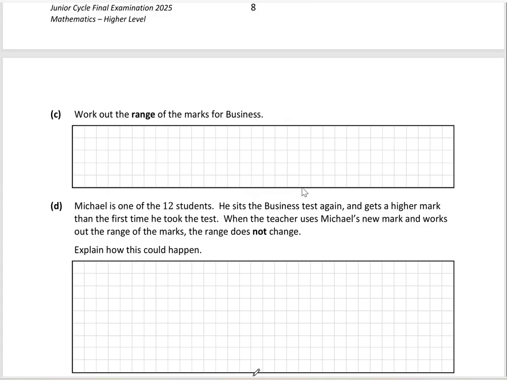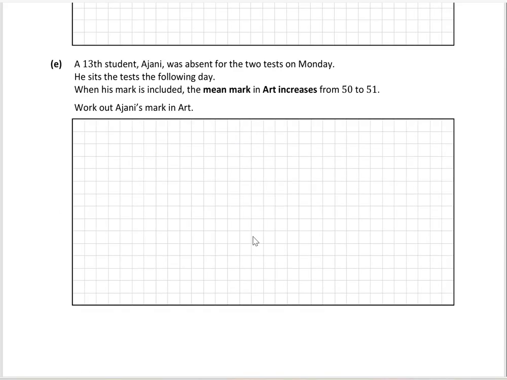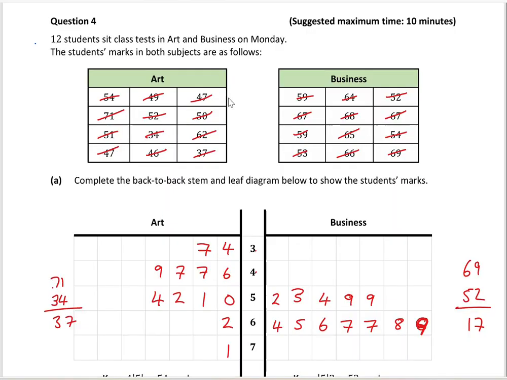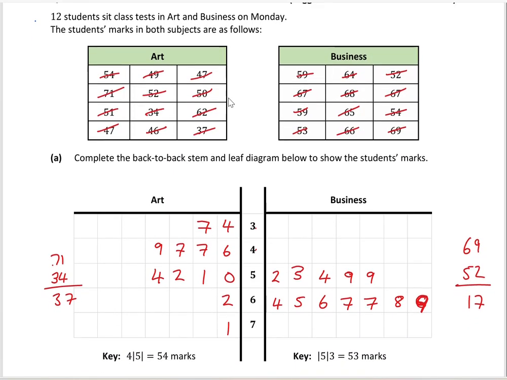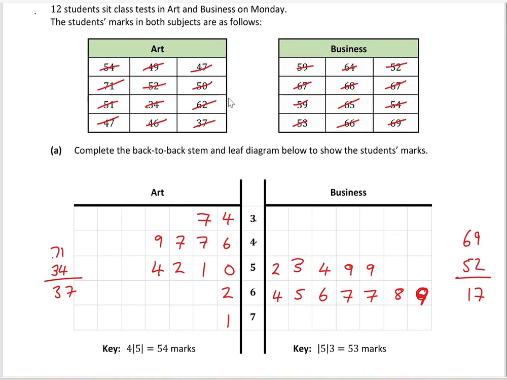Work out the range for the marks. Okay, I've just done that. I got 69 minus 52, which was 17. The range does not change. And what's down here at the bottom? The mean mark. So I will have to calculate the mean here in a minute. So maybe I should go to the trouble of calculating the mean. So I need to add up all the numbers and then divide by 12 in both cases. Okay.